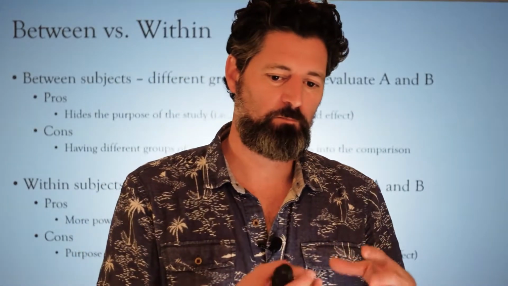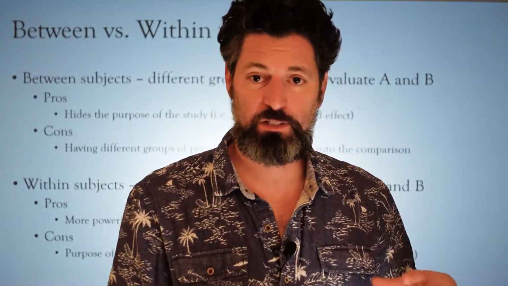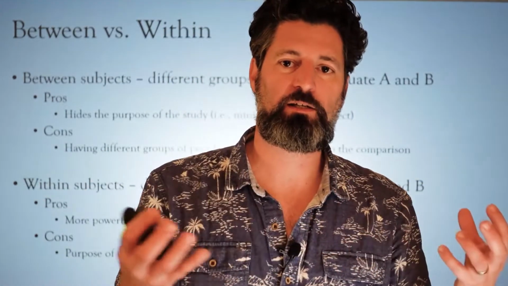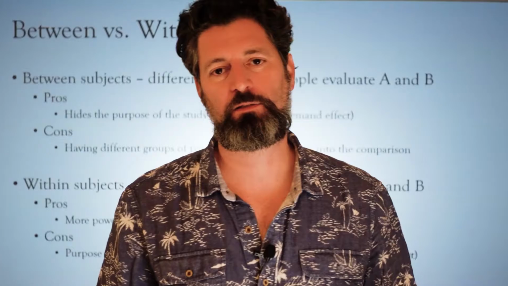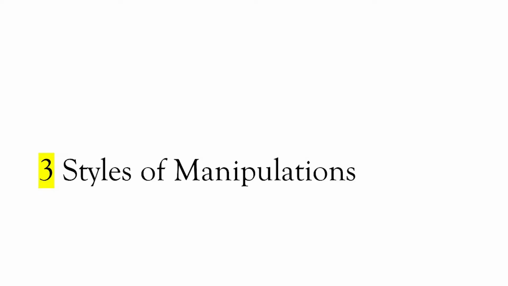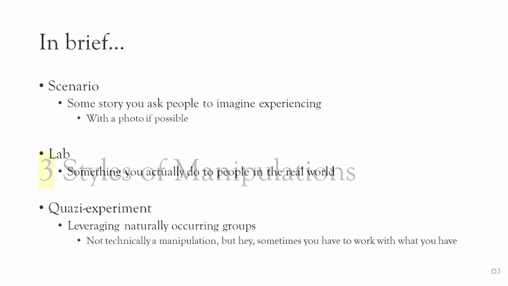So when secrecy is important, you err on the side of between. When power or the ability to detect subtle differences is important, you err on the side of within. Okay, 3 styles of manipulation. We talked about a scenario manipulation in class, where essentially you write a small story and just change a few of the words. We talked about maybe an image manipulation that might go along with that scenario, or just some sort of stimuli. And then we talked about bringing people into the physical lab space and actually doing something, some sort of taste test again, for example.